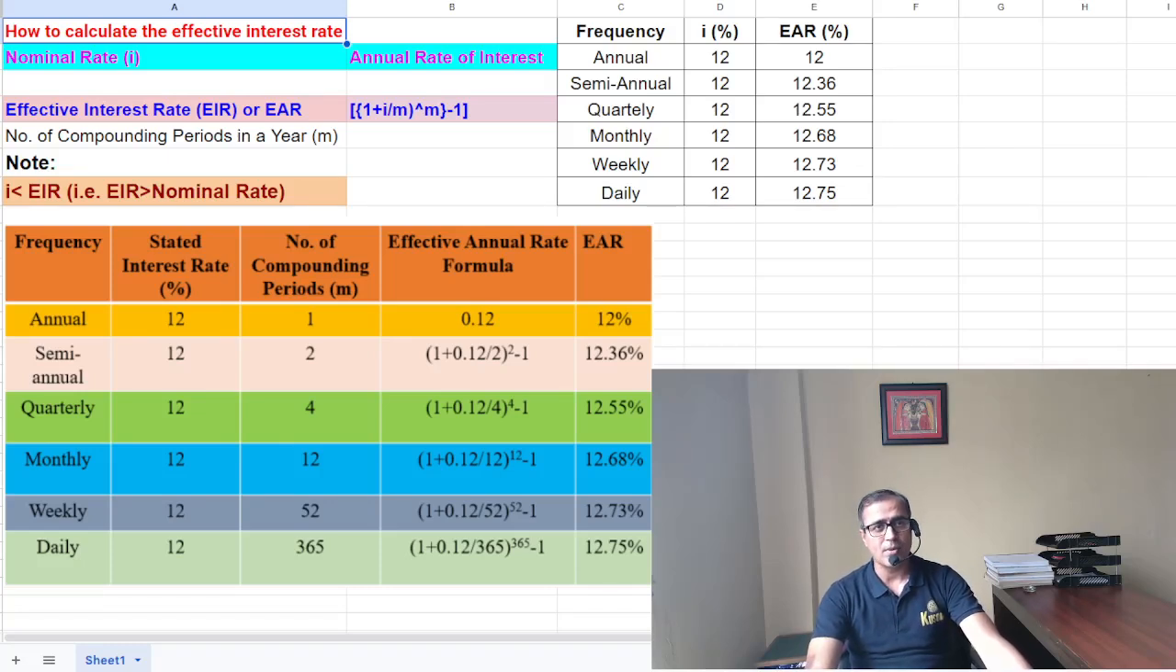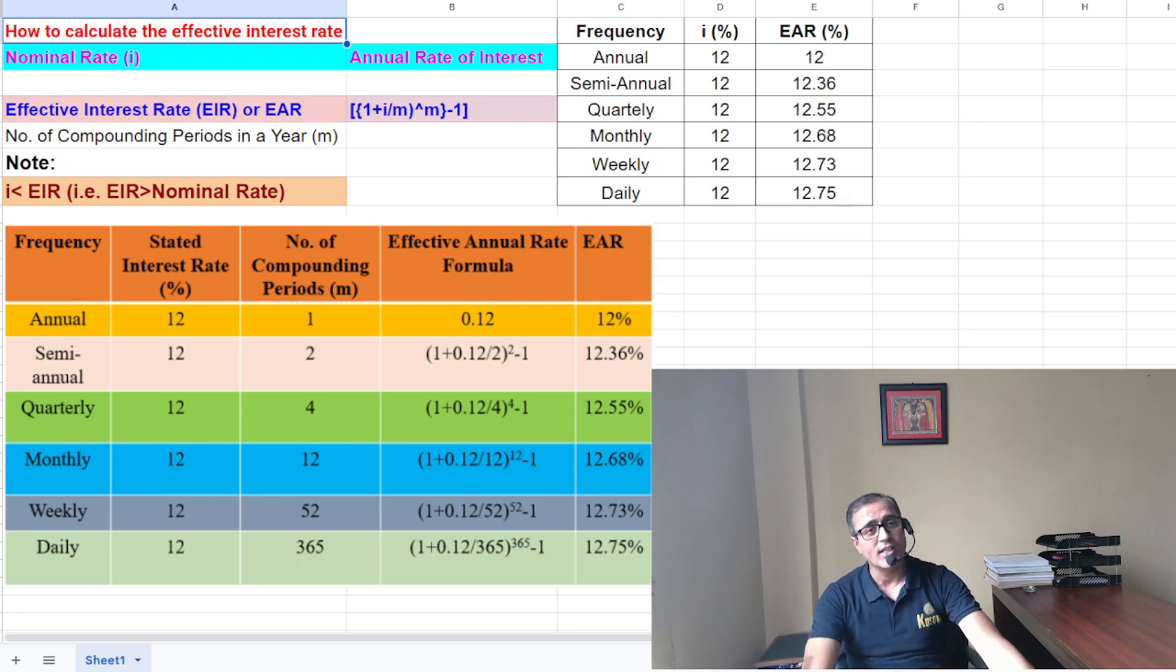Today let's discuss how to calculate the effective interest rate. Basically, today's discussion is the calculation of effective interest rate and why we say that the nominal rate of interest, or the stated rate of interest, is lower than the effective interest rate. I believe today's discussion is important from the depositor's point of view, and at the same time from the lender's point of view also, friends.